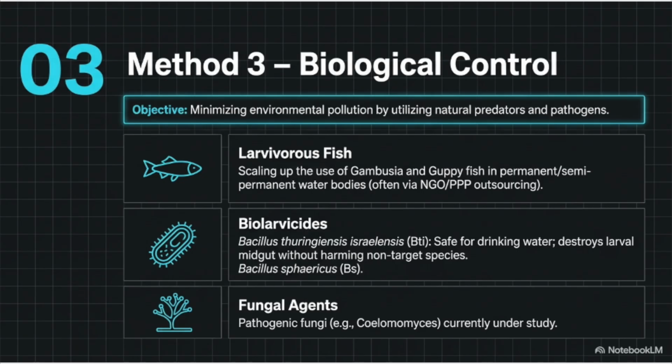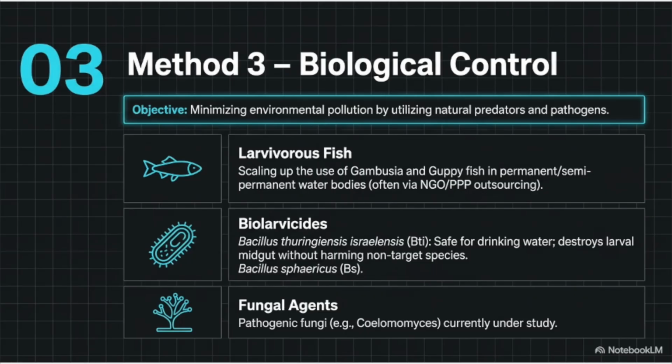The third method is biological control, aimed at minimizing environmental pollution by utilizing natural predators and pathogens. This includes larvivorous fish, scaling up the use of gambusia and guppy fish in permanent and semi-permanent water bodies, often through non-governmental organizations or public-private partnerships.